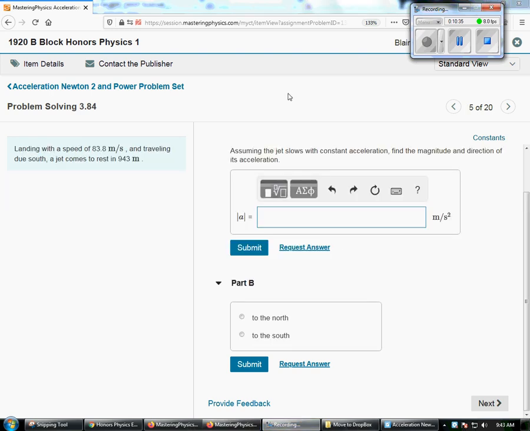All right, on to number 5, where you have a jet landing and traveling due south. It comes to rest, and they want to know what's its acceleration. There's a number that's implied in the text that isn't given to us, and that's the final velocity. What's the final velocity of the jet? 0, because that's what it means to be at rest, right? They don't say it gets to a velocity of 0, but we know that from the context.